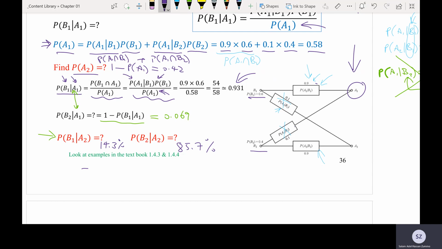طيب quickly. What is this? It's probability of A2 given B1 multiplied by probability of B1 divided by probability of A2. Do we have all of them already? Right. This is 0.1 multiplied by 0.6 divided by 0.42 exactly. And you end up with 0.14. ممتاز. طيب other question before we leave this example.